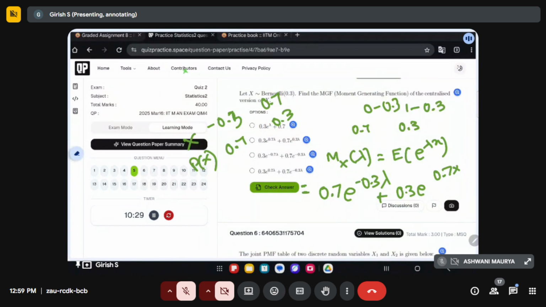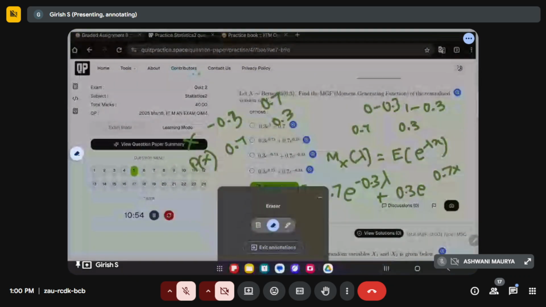Right. Is this fine? If you look at the options, which option is matching, 0.3 into 0.7 plus... the last option is matching, right? You are getting this one. Is it fine? Any doubts on how to go from this step to this step? Is it clear? I'll explain it again.